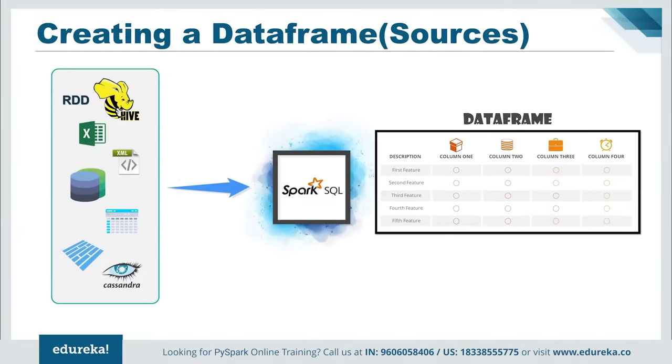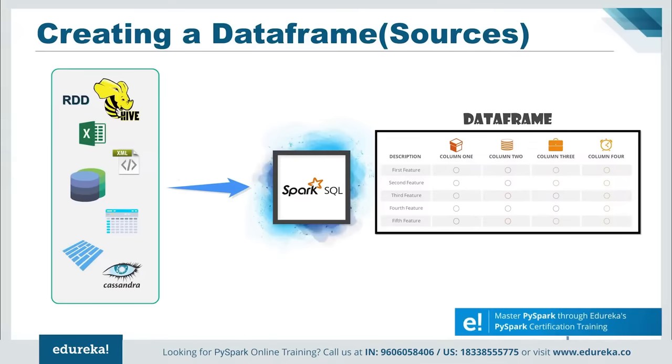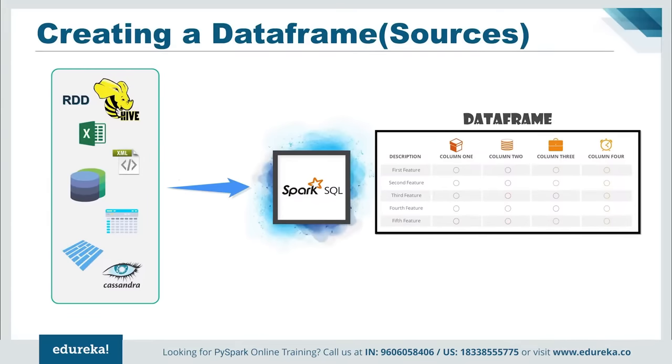Now, a data frame in Apache Spark can be created in multiple ways. It can be created using different data formats, for example, loading data from JSON, CSV, XML, and Parquet files. It can also be created from an existing RDD, as well as from various databases like the Hive database and the Cassandra database. And it can also be created from files residing in the file system as well as HDFS.